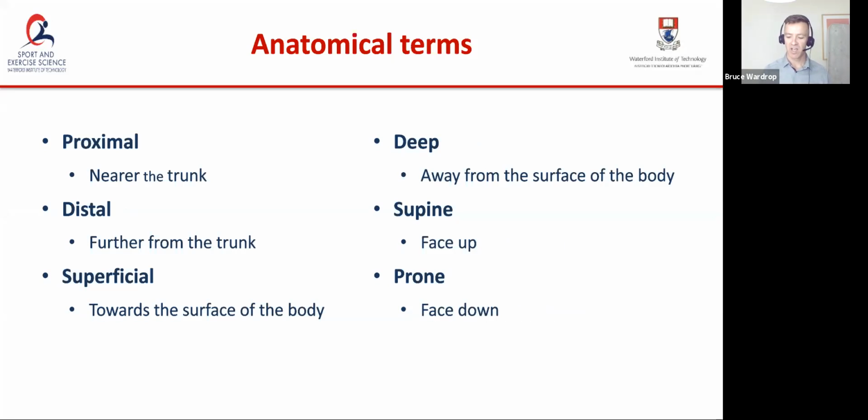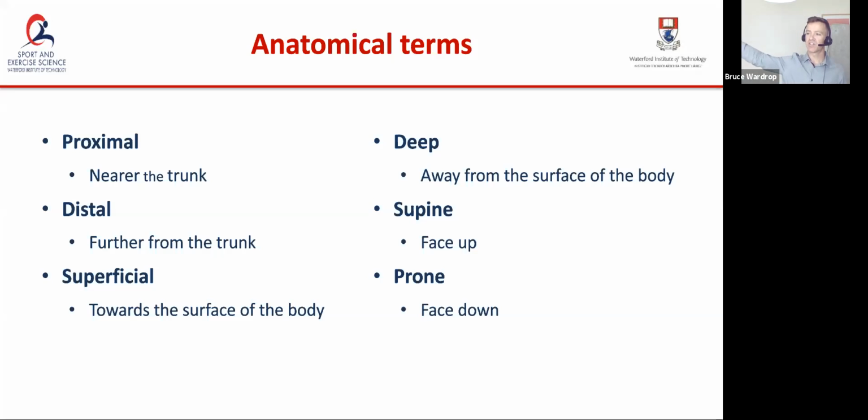Now, that is sometimes proximal and distal. Proximal means near to the trunk. So the trunk is the core of your body, your chest, your abdomen. That's what we refer to as your trunk. And distal is something that's further away from the trunk. We use those terms generally when we're talking about your limbs, so your arms and your legs.